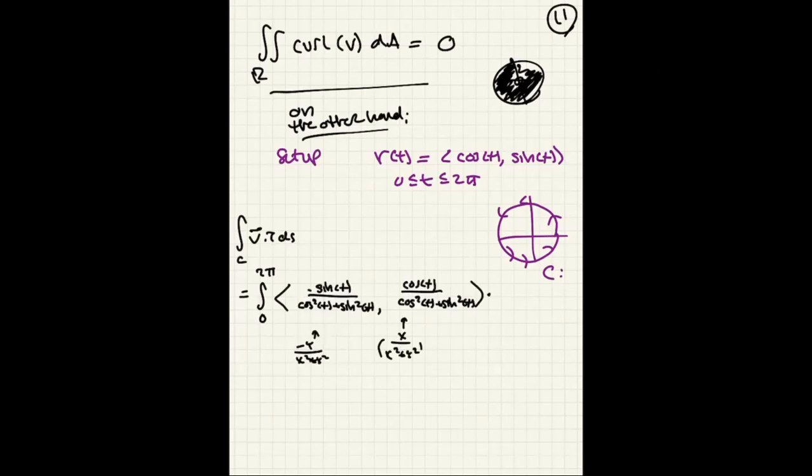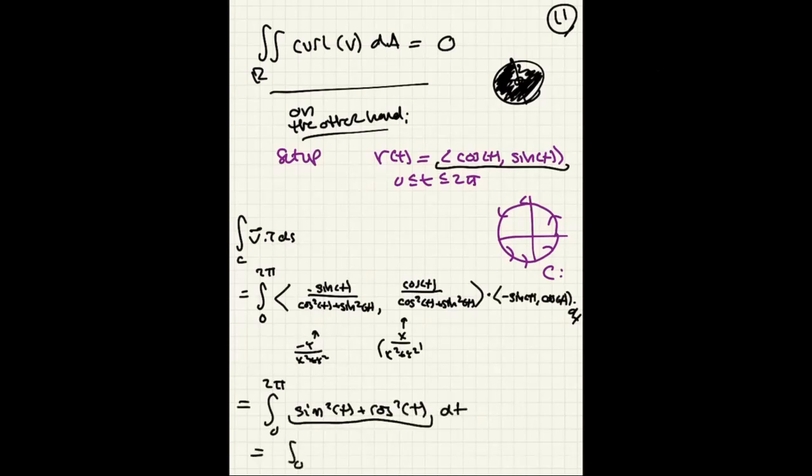Now I'm dotting it with r prime. So r prime is, I gotta take the derivative of this. So that's negative sine t comma cosine of t dt. Okay. Well, as you probably can see, those denominators clean up quite nicely to just be a constant 1. And we're really doing the integral from 0 to 2 pi of sine squared of t plus cosine squared of t. This is after doing the dot product and cleaning up those denominators. And so now you can see this is the integral of 1 dt, and that is equal to 2 pi, which is not 0 up there. So something funky is happening.